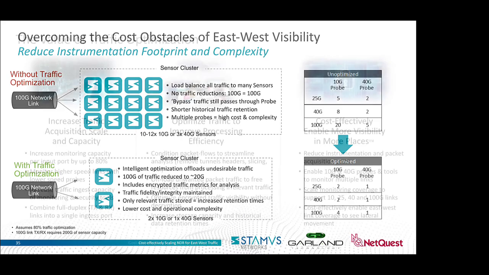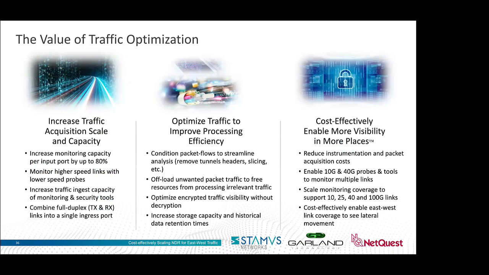Next slide. And so putting the optimization piece in, it's all about traffic acquisition, and that's covered between the Garland infrastructure, NetQuest providing the optimization, and Stamus providing the analytics and the threat detection, and all of those key pieces. We're going to give you traffic acquisition at scale, at capacity to support your network environment. The NetQuest piece will optimize that and ultimately give you the ability to have more visibility in more places across the network in a very cost-effective manner.